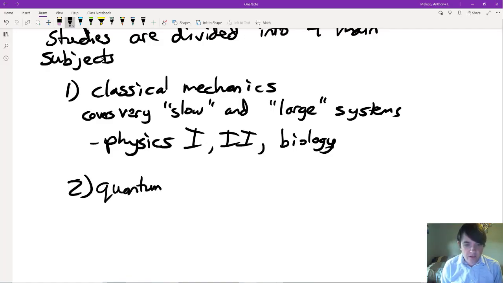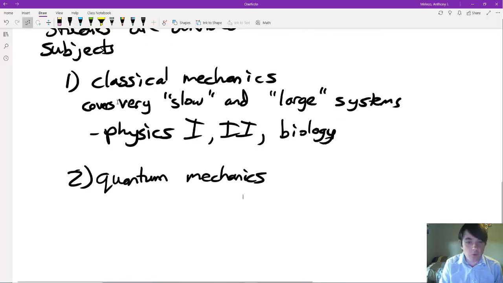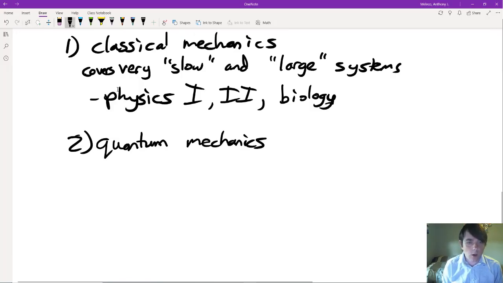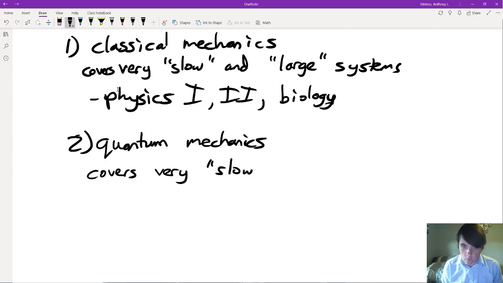The next thing that you would perhaps study in physics is quantum mechanics, like if you were to go on. So this covers very, again, slow things, so still not anywhere near the speed of light, but this time it's small.